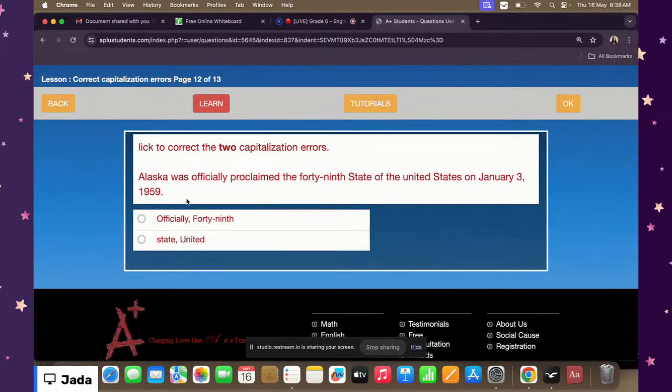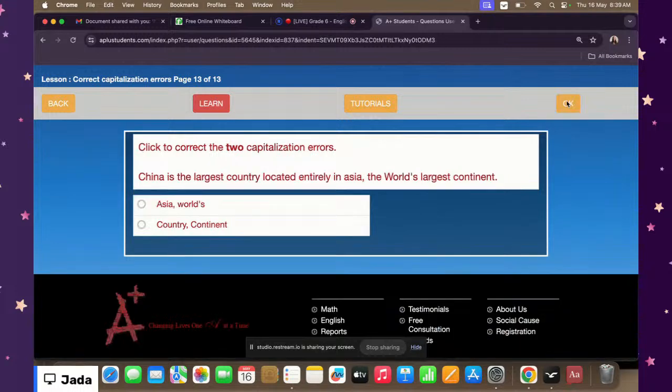Okay, good. Then Alaska was officially proclaimed the 49th state of the United States on January 3, 1959. So what's the error here? We have two errors. Okay, option 2. Because the United needs to be capitalized.